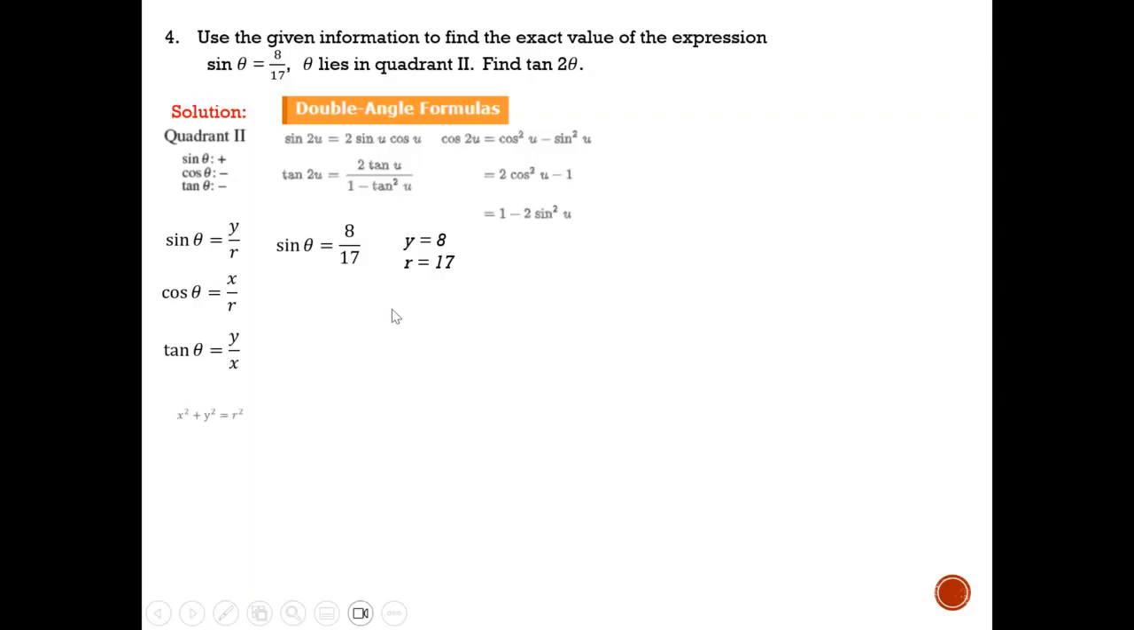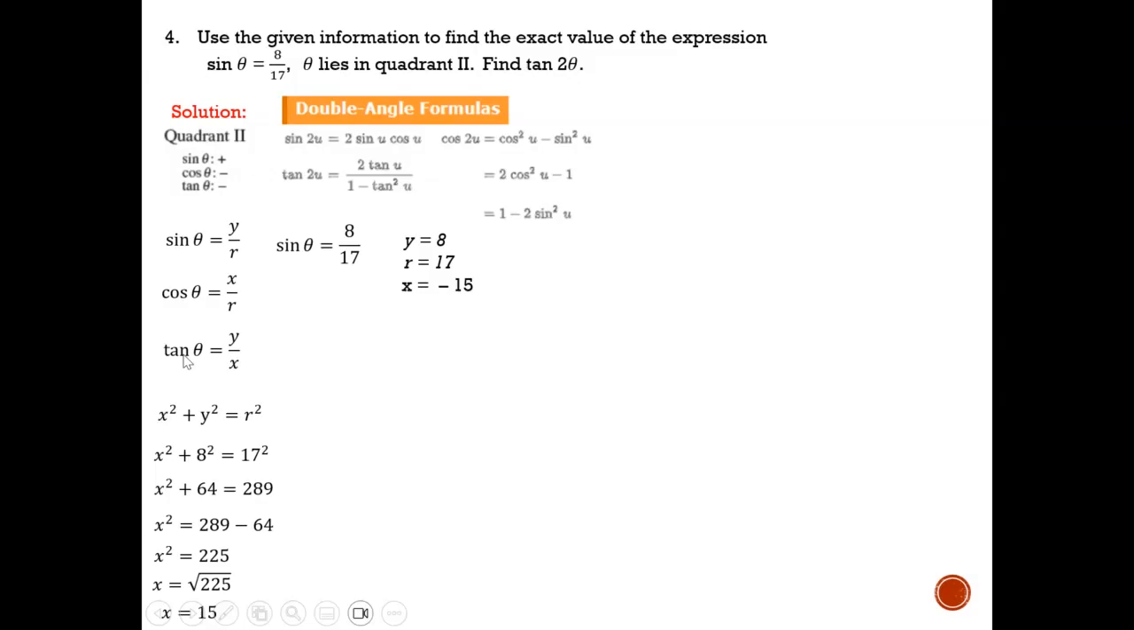To find my x, we have to use x squared plus y squared equals r squared. So just plug in the values. x squared plus 8 squared equals 17 squared. So x squared plus 64 equals 289. Subtract 64 from both sides. It's going to give us 225. We take the square root of both sides. So x is equal to the square root of 225, which equals 15. So x is 15.